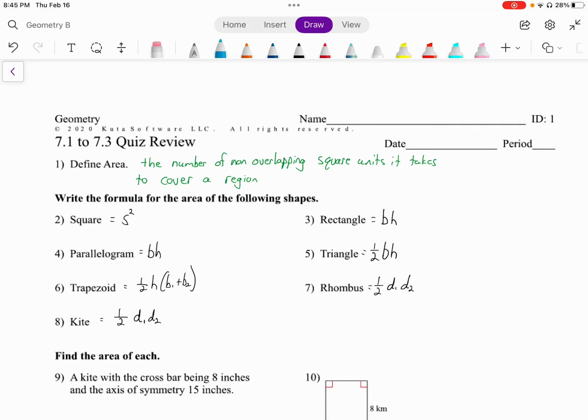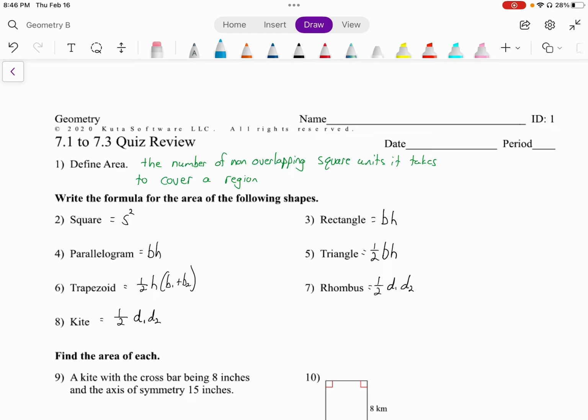We're going to take a couple minutes here to go through this 7.1 to 7.3 quiz review. The main idea is area, the definition of area. We have our different area formulas for several of our quadrilaterals and triangle. We'll use those areas, and then we finish with Pythagorean Theorem and determining if three lengths given will give us a right triangle, an obtuse triangle, or an acute triangle. So let's jump in it.